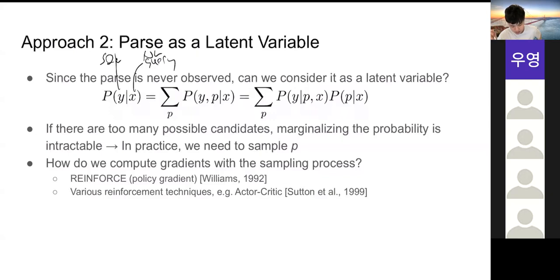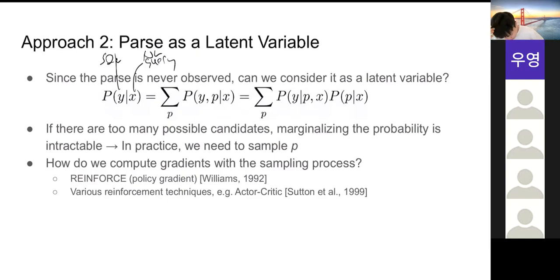So that's why you basically formulate this as a summation of this probability distribution, where you now include the parse P into the probability. Hopefully you all agree with this first equality, because you're marginalizing: you're formulating P of Y given X as the marginalization of P of Y and P given X. So everyone agrees with that, hopefully. It's simple math.